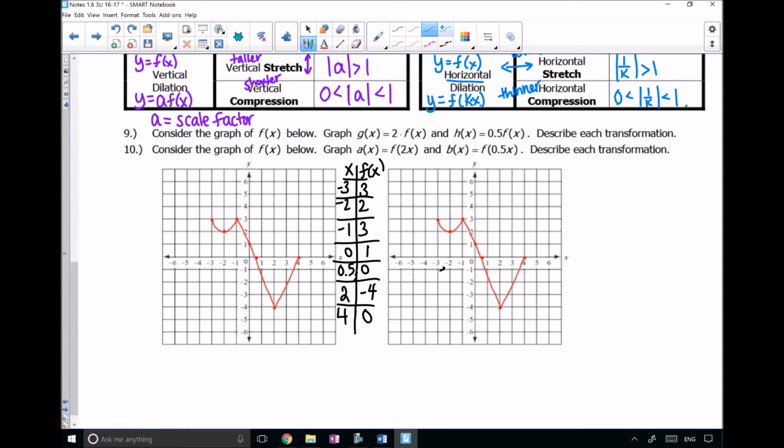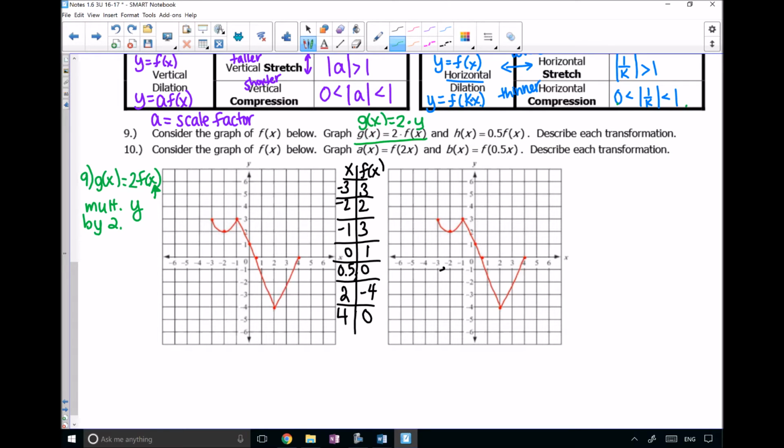It says to graph g of x equals 2 times f of x. So if you notice, it's just saying g of x is equal to 2 times y. So in question number 9, when I have g of x equals 2 f of x, all it's telling me to do is multiply all of my y values by 2. Okay? But it doesn't say anything about my x values here, so my x values will stay the same.